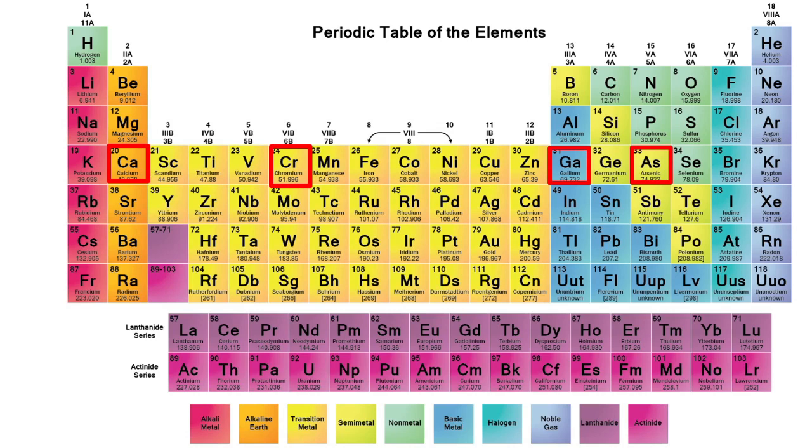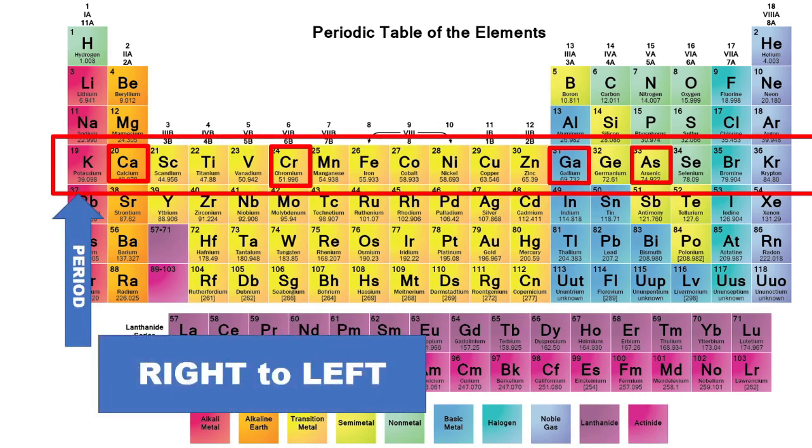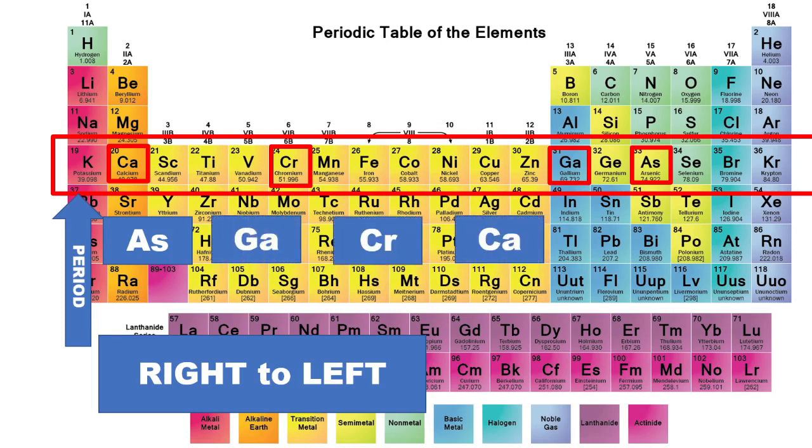Now, what part of the periodic table where the elements are located? Now, it is in the period. Next, the pattern used in period is right to left. Then, the answer for this is the first element will be As, Ga, Cr, and Ca.